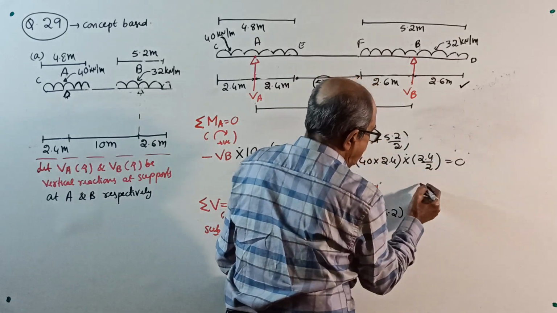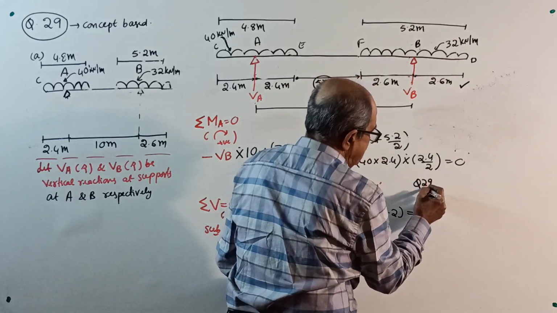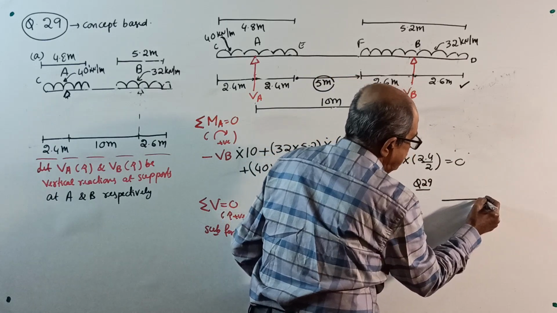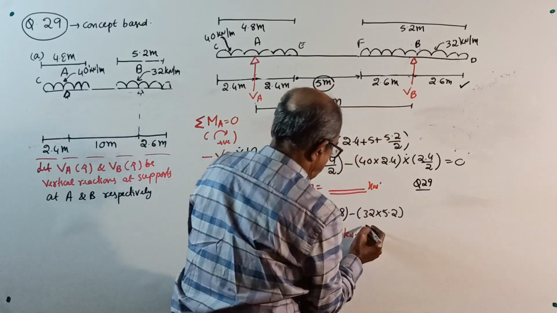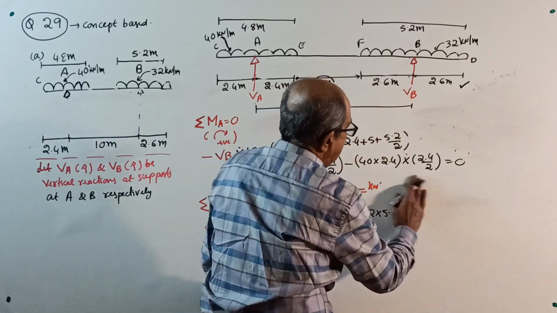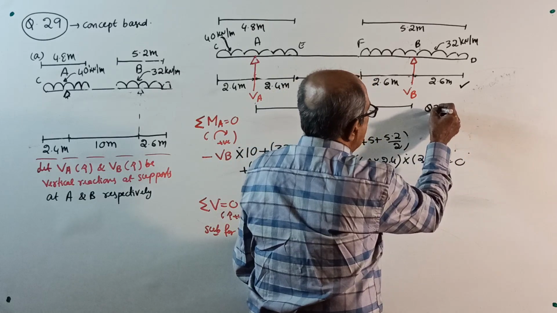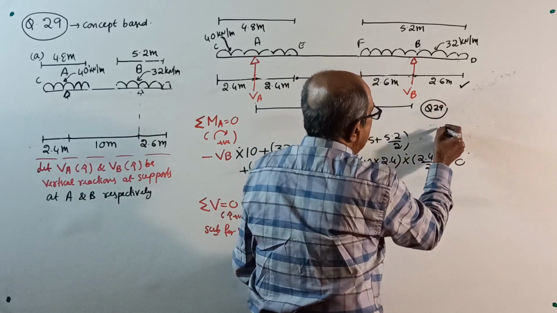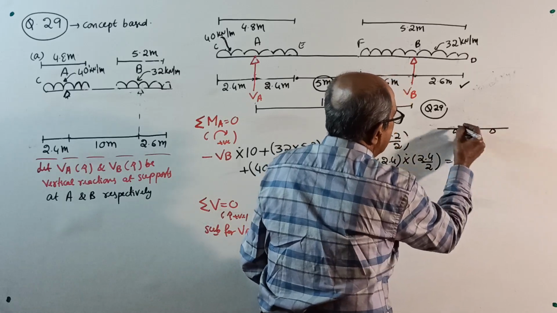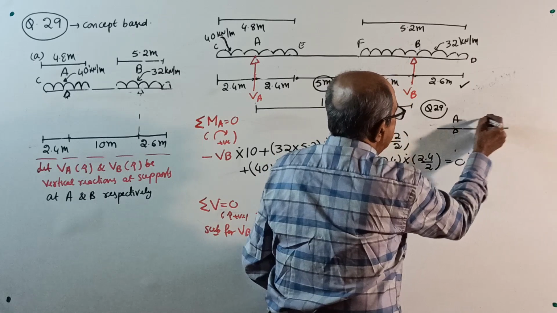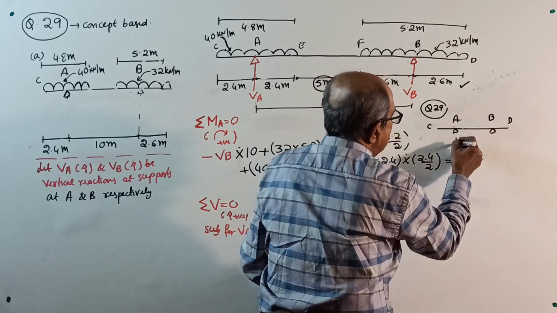Don't see, 1 minute, I'll put it here now. Question 29. A beam has simply supported span of 10 meter. I will call the supports A and B. This I will call C and D later. 10 meter.